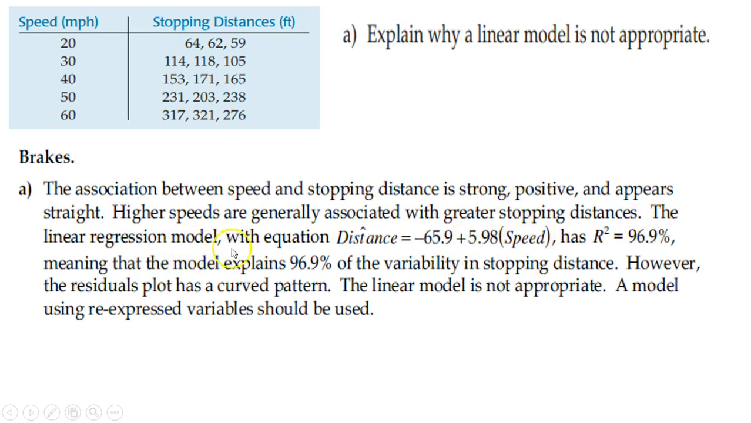And the linear regression model with the equation, if you were to plug all of these points in to figure it out, this is what you would end up getting. So I'm saving you the time, but if you were to plug them all in using your data, this is basically what you would get. And then it's saying that you have an R squared of 96.9%, meaning that the model explains 96.9% of the variability in stopping distance, right? So that's your X and that's your Y. It explains that much of it.